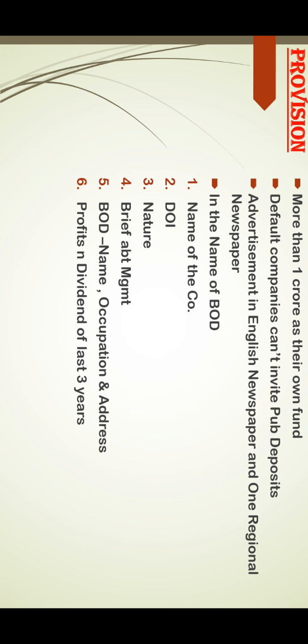The contents required to be mentioned in the advertisement are the name of the company, date of incorporation of the company, nature of business carried on by the company, brief particulars of management of the company, names, occupation and address of the directors, profits and dividend declared in the last 3 years by the company. Based on these profits and dividends declared, most of the public decides whether to invest in that company or not, because this shows the portfolio of the company.